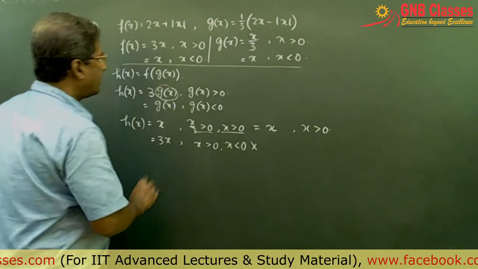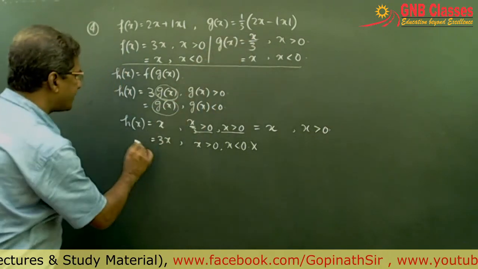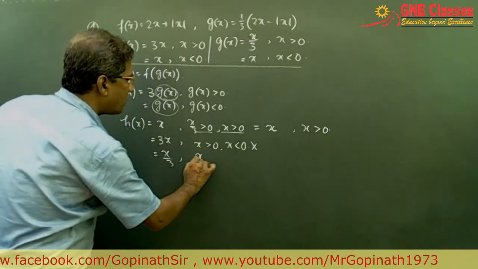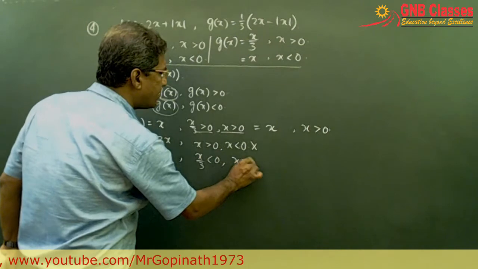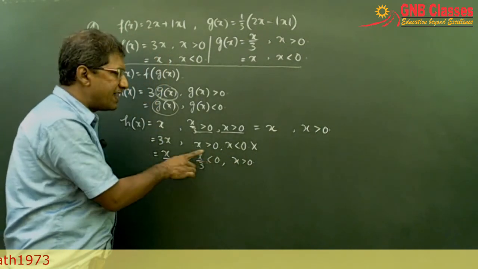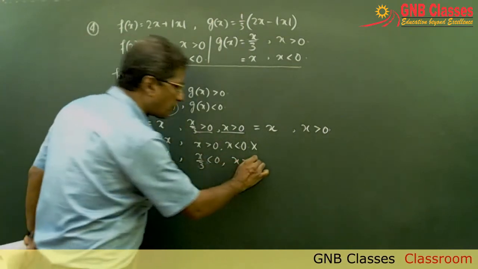Is it clear? Now, in place of this g(x), I am putting x by 3. So what we are getting? It's x by 3, where x by 3 is less than 0 and x is greater than 0. X by 3 is less than 0 means x is less than 0. X is less than 0 as well as x is greater than 0, which is again not possible.